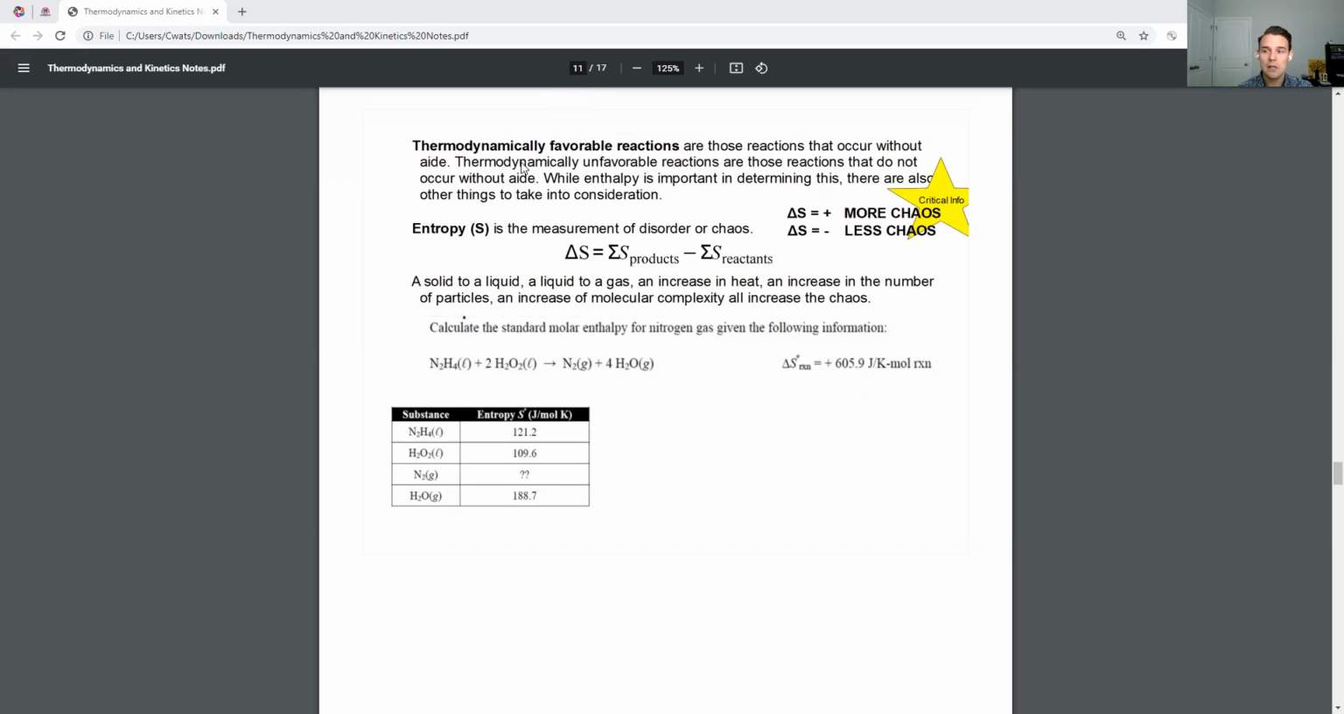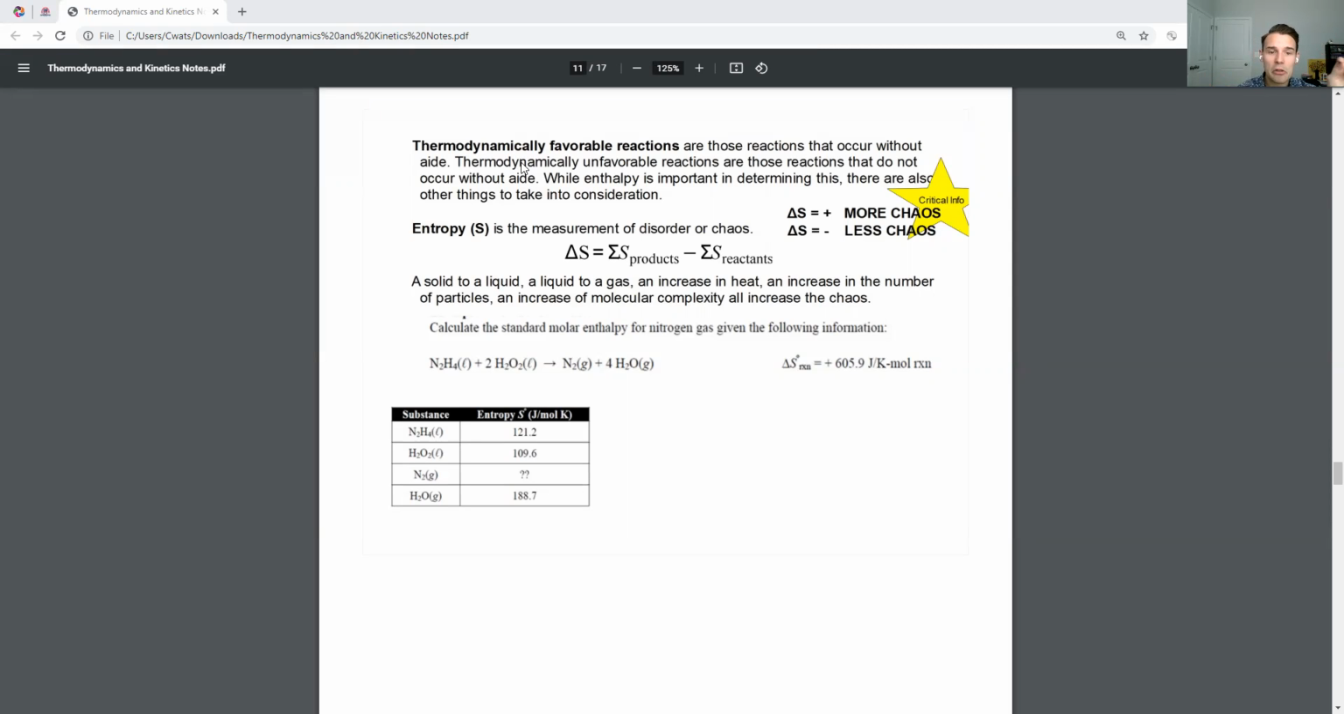But just know that those terms are interchangeable, but we want to use the terms thermodynamically favorable and unfavorable because someone somewhere decided that these are better terms for us to use. So whatever, we'll just do it.